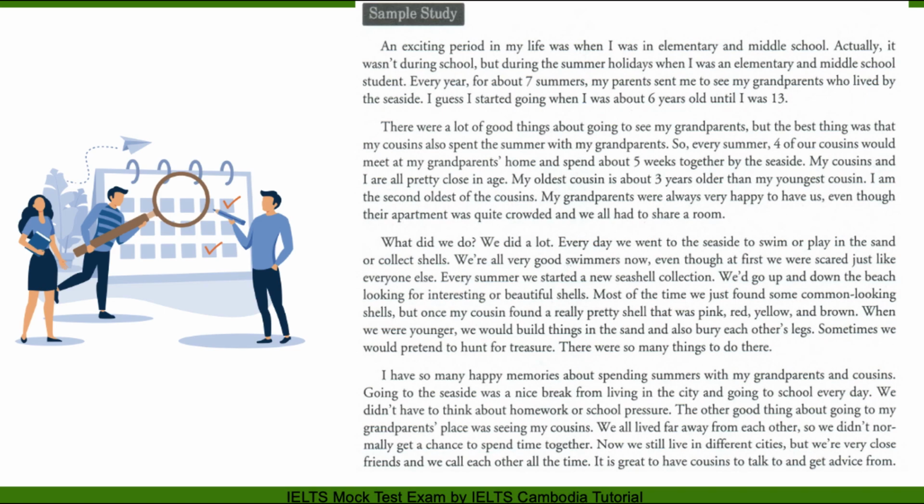There were a lot of good things about going to see my grandparents, but the best thing was that my cousins also spent the summer with my grandparents. So every summer, 4 of us cousins would meet at my grandparents' home and spend about 5 weeks together by the seaside. My cousins and I are all pretty close in age. My oldest cousin is about 3 years older than my youngest cousin. I am the second oldest of the cousins.